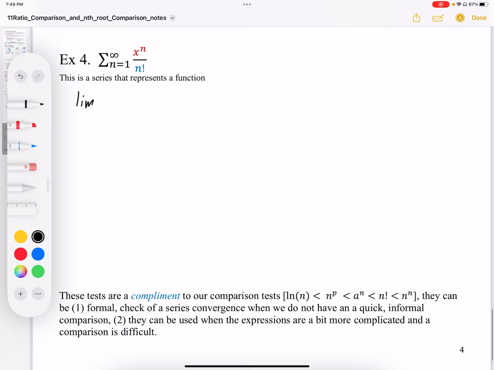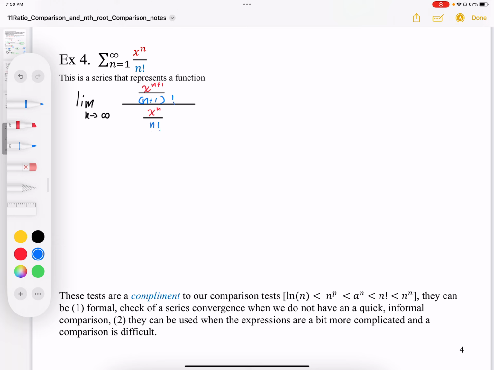So we're going to set this up as a ratio. It's a limit as n approaches infinity. And I'm going to end up with, in the numerator, x to the power n plus 1 over n plus 1 factorial. That's my numerator. In the denominator, I'm just going to end up with x to the power n over n factorial.